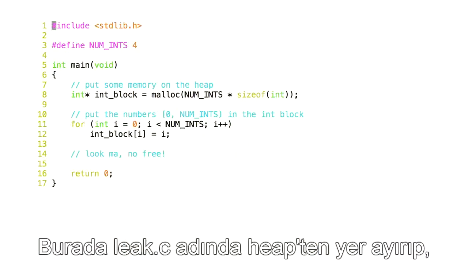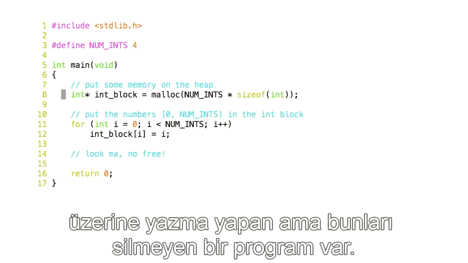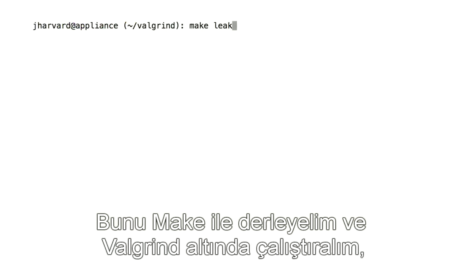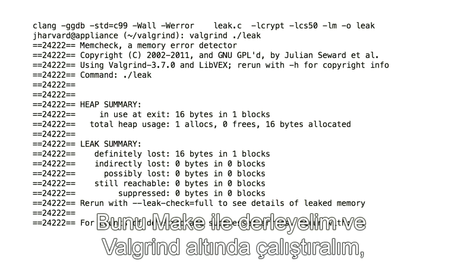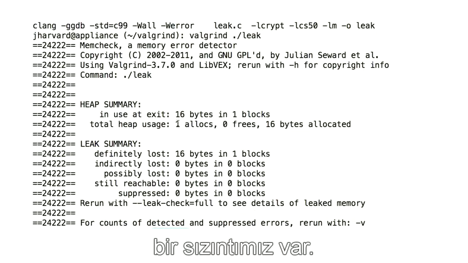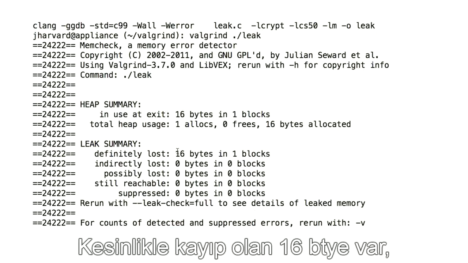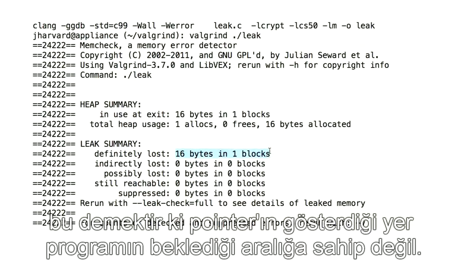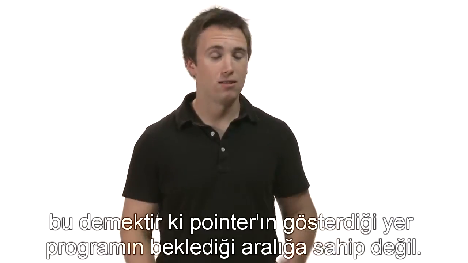Here's a leaky program called leak.c that allocates space on the heap, writes to it, but then doesn't free it. We compile it with make and run it under valgrind, and we see that while we have no memory errors, we do have one leak. 16 bytes definitely lost, meaning that the pointer to that memory wasn't in scope when the program exited.